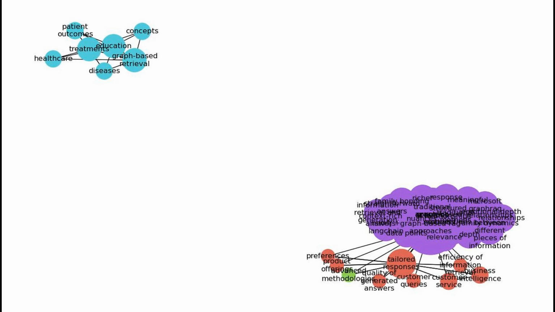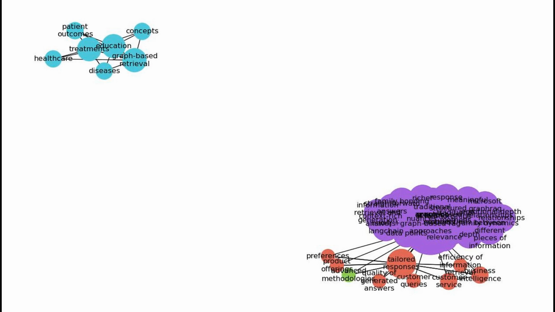By utilizing graph-based retrieval, students could receive more comprehensive explanations of complex subjects, as the connections between concepts can be made clearer. This can lead to deeper understanding and retention of information. Additionally, sectors like customer service and business intelligence can utilize these advanced methodologies to provide tailored responses based on the intricate relationships between customer queries, preferences, and product offerings, leading to improved user satisfaction and decision-making.